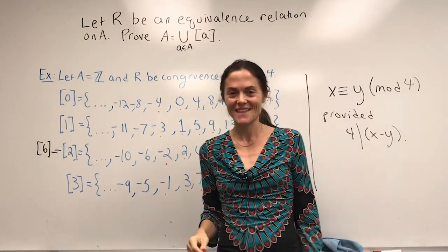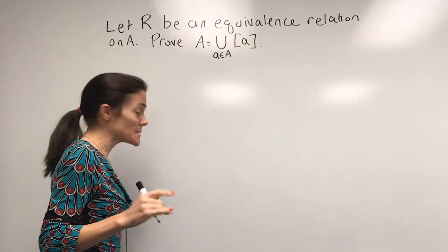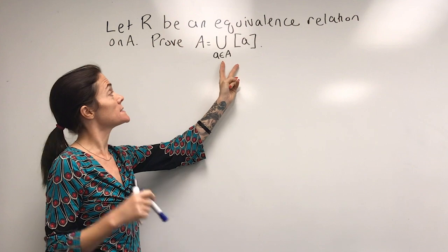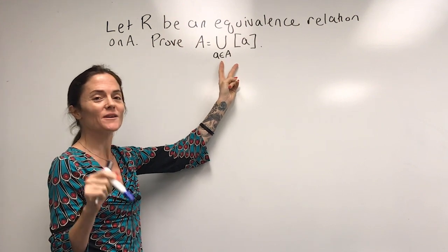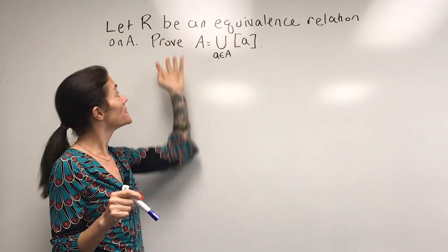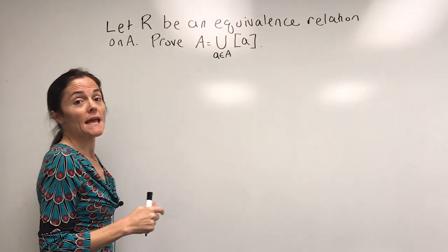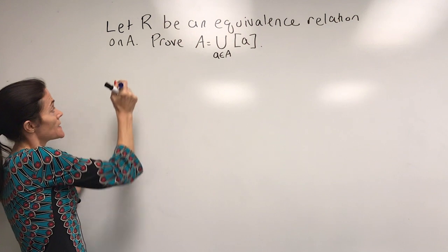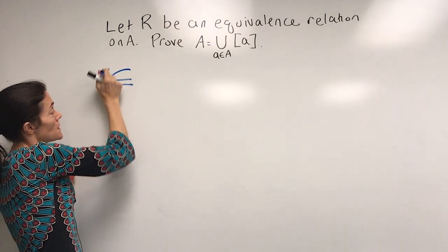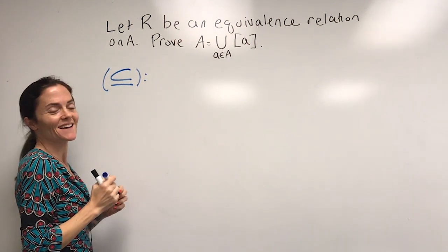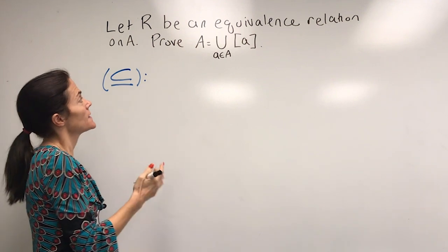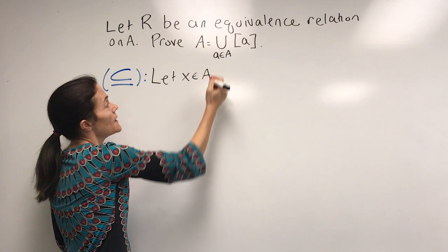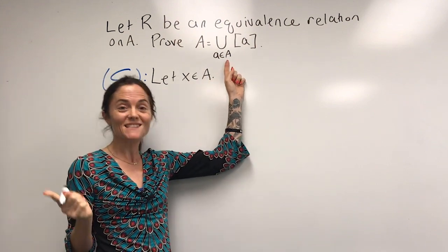Okay, now let's prove the theorem. And this theorem is about 2 sets being equal. One is capital A, and one is the union of all equivalence classes under some equivalence relation. So as we do anytime we show 2 sets are equal, first we argue subset in one direction and then subset in the other direction. So I will take an element in A. I need to show that it is in this union.